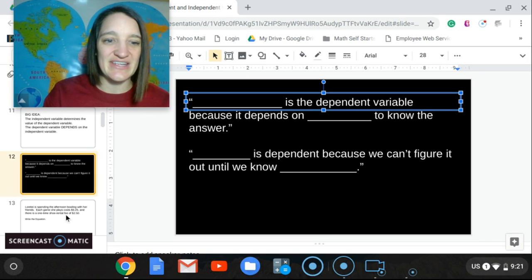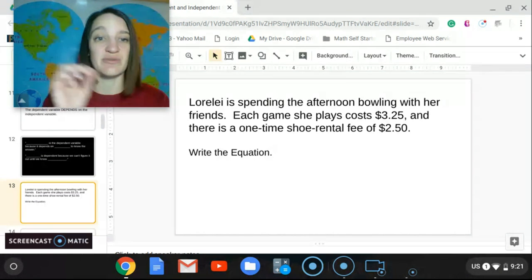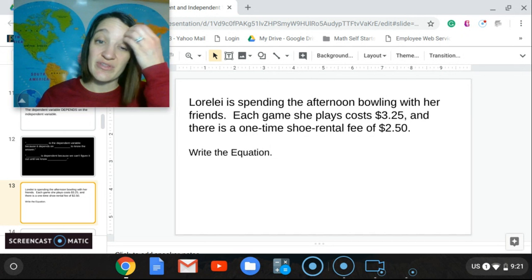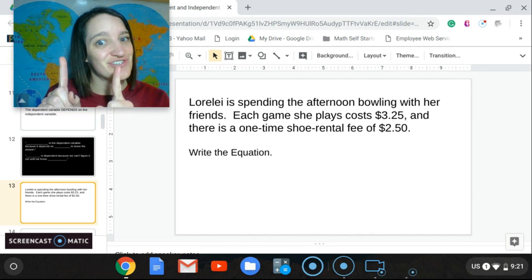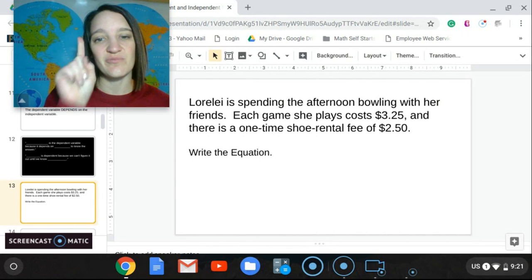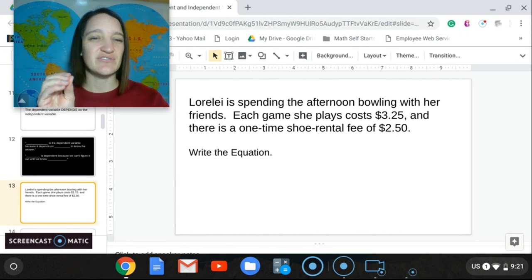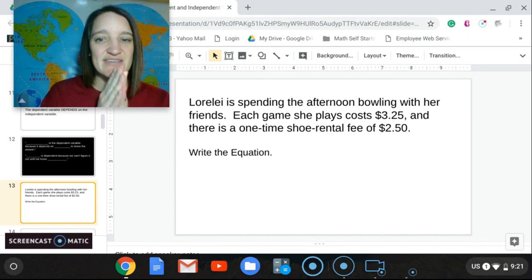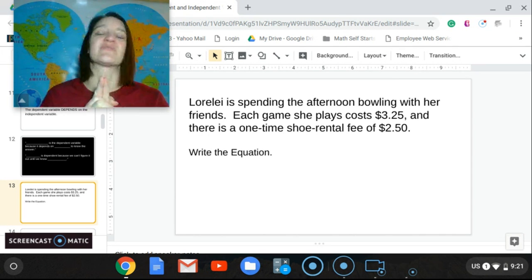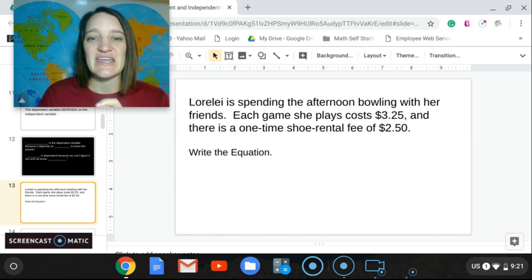Lorelei is spending the afternoon bowling. This is in your notes too, so I want you to be writing it along with me. Lorelei is spending the afternoon bowling with her friends. Each game she plays costs $3.25, and there is a one-time shoe rental fee of $2.50. So how could you write that equation? That's what we're going to start with so that we can know what variables to use.